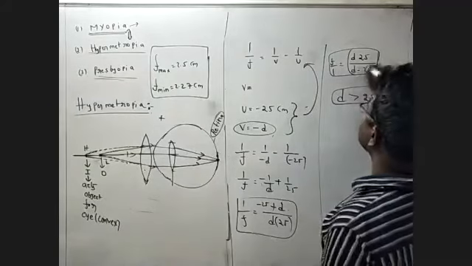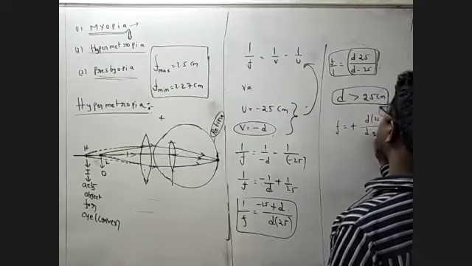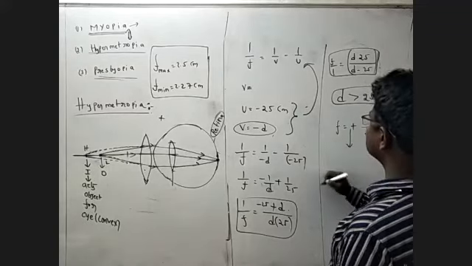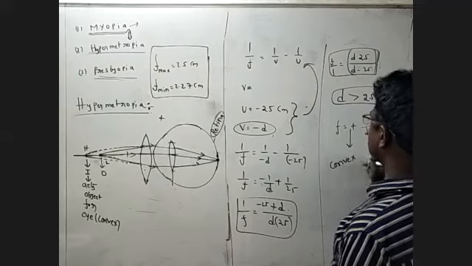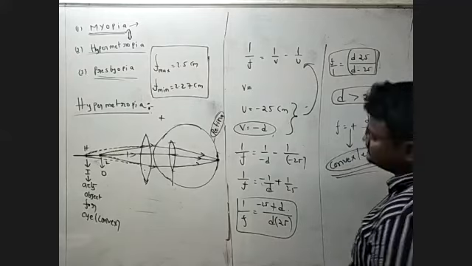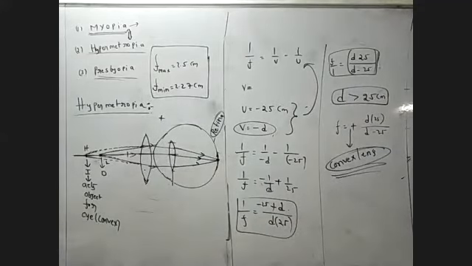So f is positive, we are getting a positive value. Positive means convex lens. This is the correcting method. Okay, so this is a defect. Now the second defect of eye behavior.